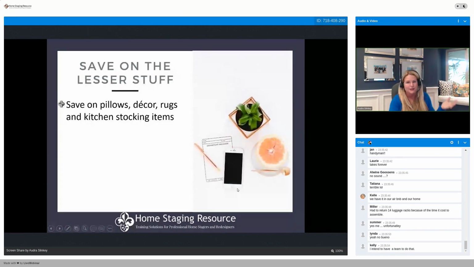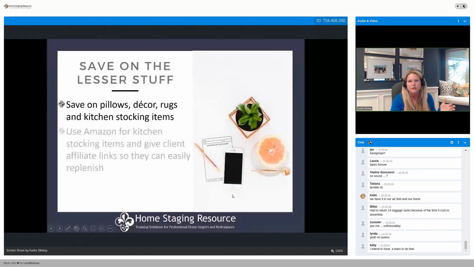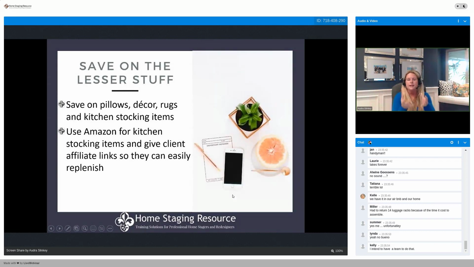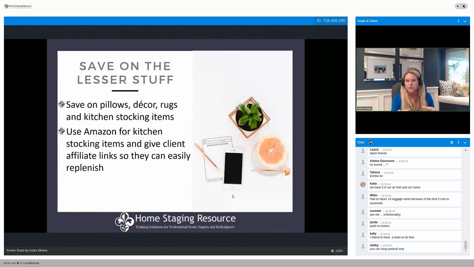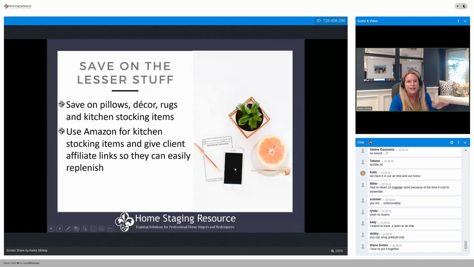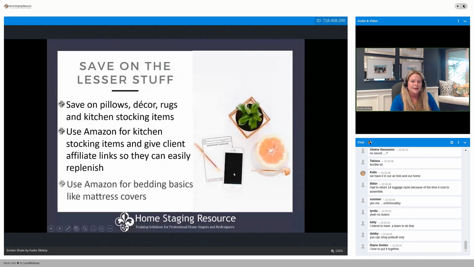I talked about Amazon. There's a lot there: pillows, decor, rugs. I know you are expert shoppers. You know how to put a room together where you mix low and high, but the room still looks luxury. Because we've all seen a space that doesn't. If it's 100% Walmart or Amazon, then sometimes it shows. So bedding basics, mattress covers, all of those things you can get for cheap.